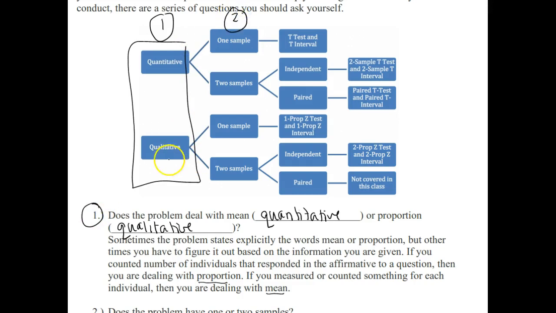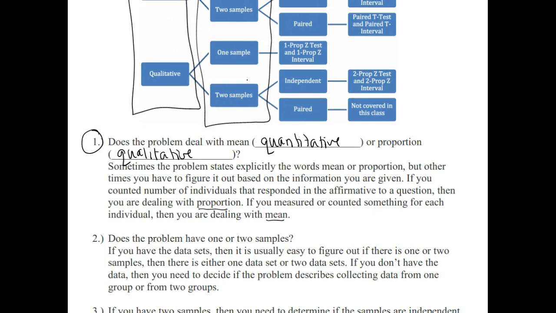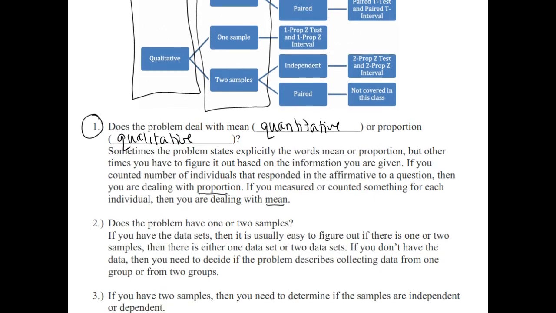Once we've decided whether we have qualitative or quantitative data, the next thing we need to decide is whether we have one or two sets of sample data. That's really easy to see when we're actually given data. We can just see how many lists of data we have. Sometimes when things are being described to us, we would just have to see whether they described things for one group or two. So that's the second thing.